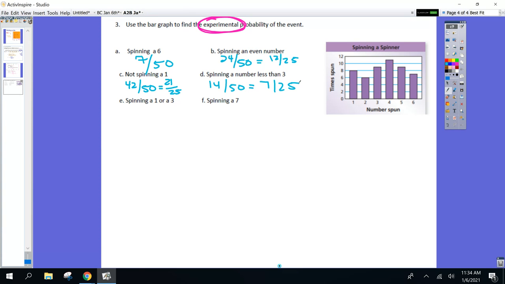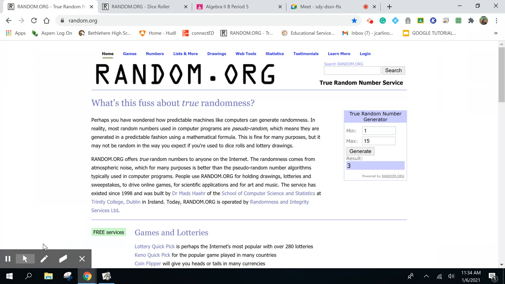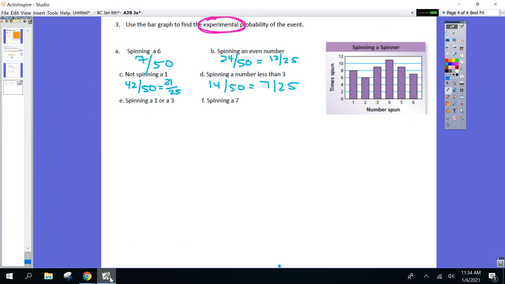Come on, 2 more. We're 4 for 4 here. Spin a 1 or a 3. What are your chances based on the table? Here we go. Liz, back to you. You got this. Spinning a 1 or a 3. 17 out of 50. Yep.